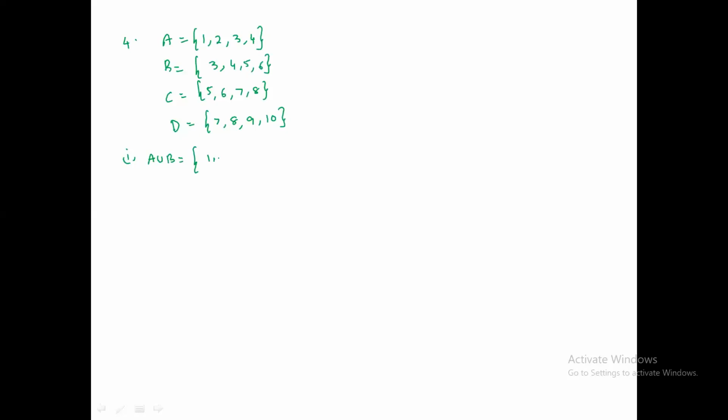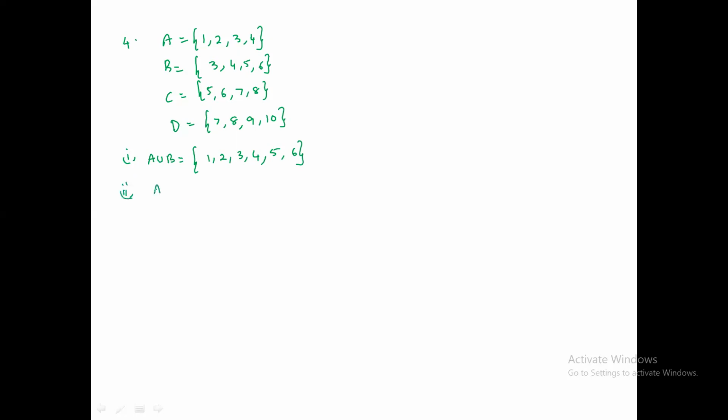Question number 4. A is having 1, 2, 3, 4. B is having 3, 4, 5, 6. C is having 5, 6, 7, 8. And D is having 7, 8, 9, 10. Now first you have to find A union B. Write the elements of A, then elements of B. 3, 4 we need not write. We will write just 5, 6.